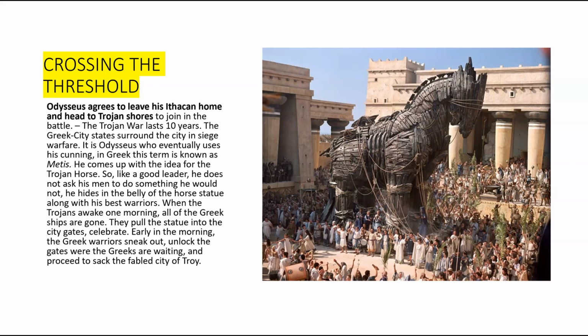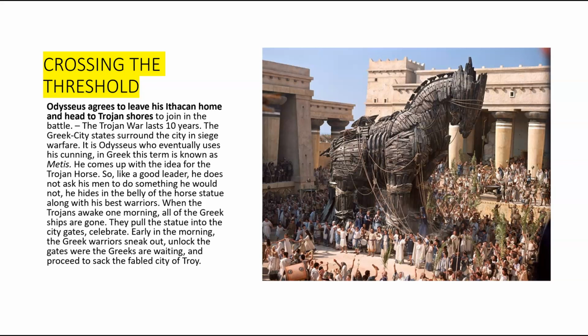So about 3 a.m., Odysseus and his little hit squad climb out, sneak around to the back gate where all the Greek city-state warriors are waiting. They open the door. They sack the town. Odysseus, as we are about to see in the Odyssey, is known for this. He's known the world over as the guy that won the Trojan War.